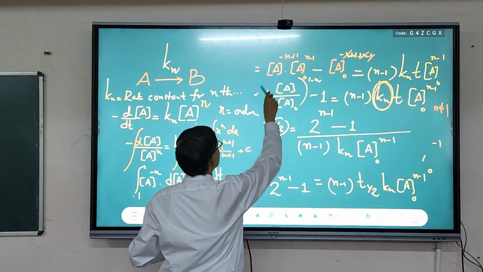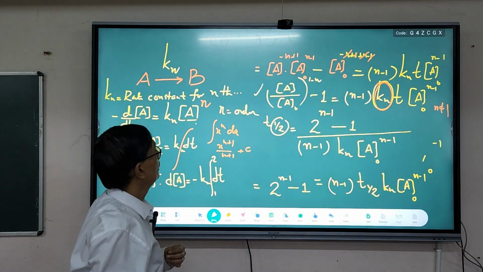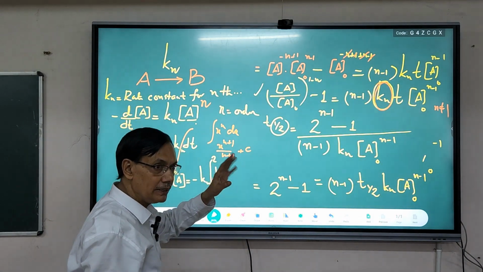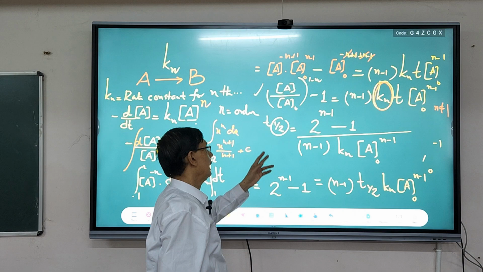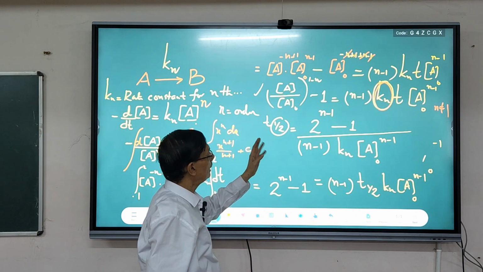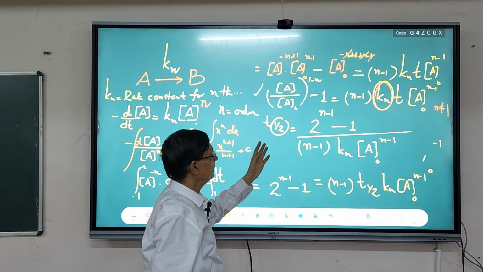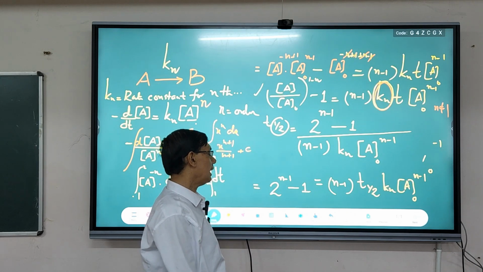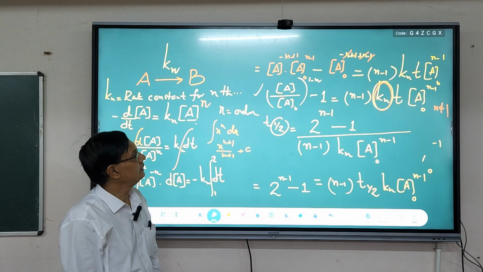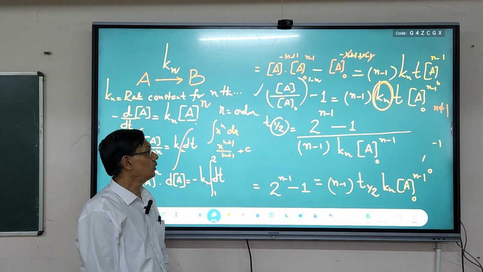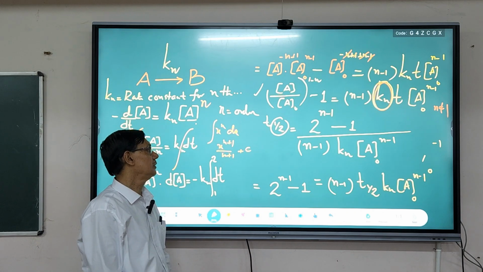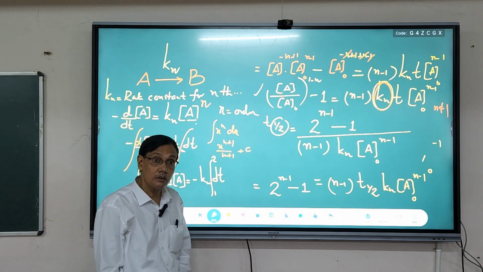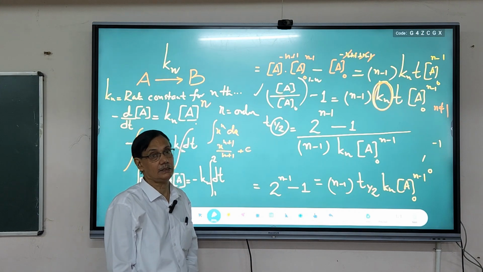One is for the rate constant of nth order of reaction, and second is the half life for nth order of reaction. Now the last part is how do you graphically calculate the rate constant of the nth order of the reactions.